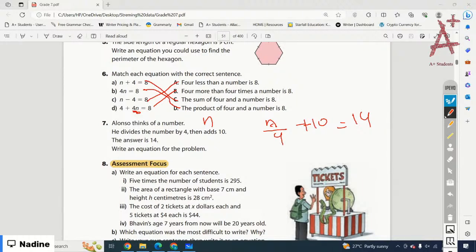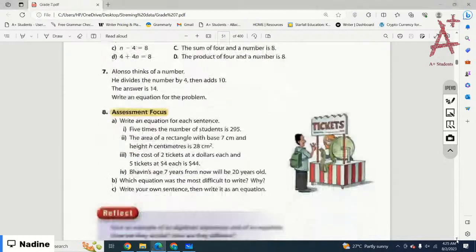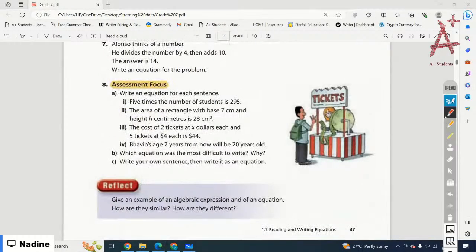Okay, let's just look at question number 8. Write an equation for each sentence. Okay, 5 times the number of students is 295. For example, the number of students is n. 5 times n, 5n equals 295, right? 5 times a number, n is a number, then 5n equals 295.